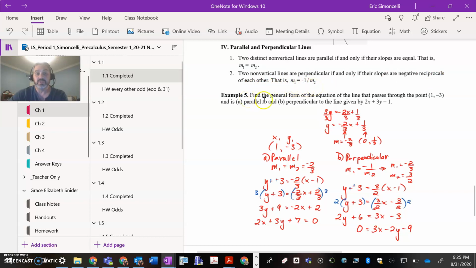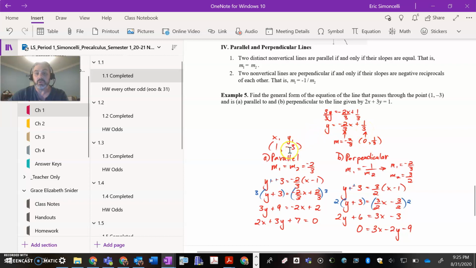Example 5. Find the general form, so ax plus by plus c equals 0, of the equation of a line that passes through this point and is both parallel and perpendicular to this line, 2x plus 3y equals 1. So before I kickstart the problem, I'll ask that we rewrite this equation in slope-intercept, which is simply me subtracting 2x and dividing by 3. So this equation is what we have for our slope-intercept. The slope is negative 2/3, the y-intercept is (0, 1/3).